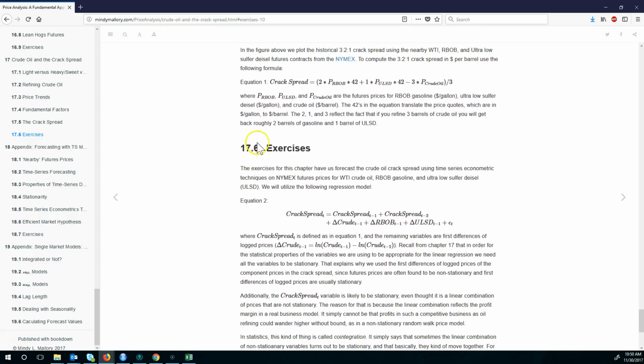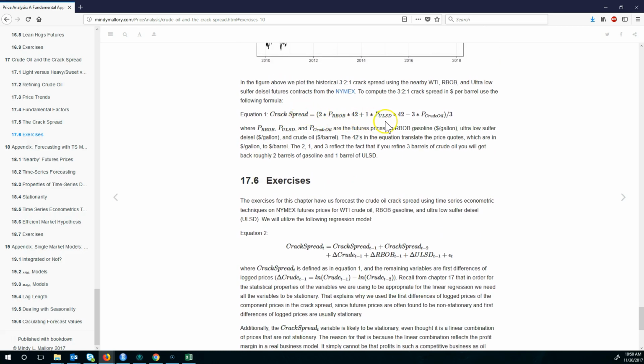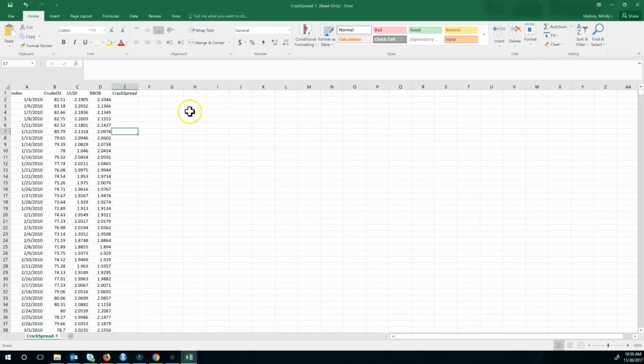So crack spread, remember, comes from this equation 1 here. And we're going to need 2 times the gasoline price times 42, plus 1 times the diesel price times 42. And then that's about as much as I can remember, so let's go do that part. And then we'll toggle back when we're ready. Equals 2 times the gasoline price times 42, plus 1 times the diesel price. Wouldn't have to put that 1, but that's okay. Times 42.